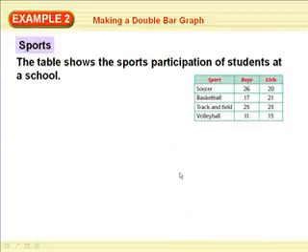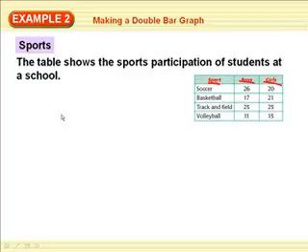Alright, example number 2, making a double bar graph. The table shows the sports participation of students at a school. Now, the thing about a double bar graph is, notice over here there are 2 sets of data. There is boys and there's girls for one sport. So we'll have 2 bars for soccer, 2 for basketball, and so forth. One will be for boys, one will be for girls.